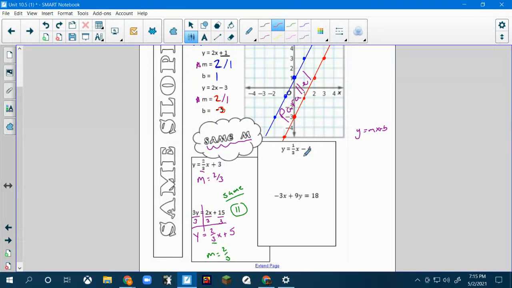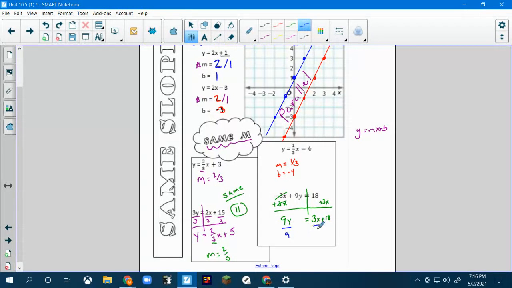This one here, y equals 1/3 x minus 4. The y is by itself, so m equals 1/3 and b equals negative 4. We're going to do the b in the last one, but let's put that down just to get used to it. Notice y isn't by itself in the second one, so there's a little more to do. First, get rid of the negative 3x by moving it to the other side, since I can't combine those. We get 9y equals, and I'm going to rearrange these, 3x plus 18.